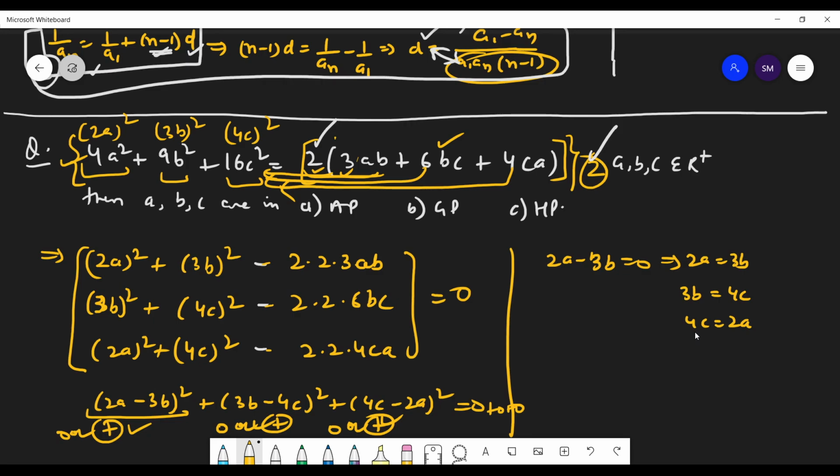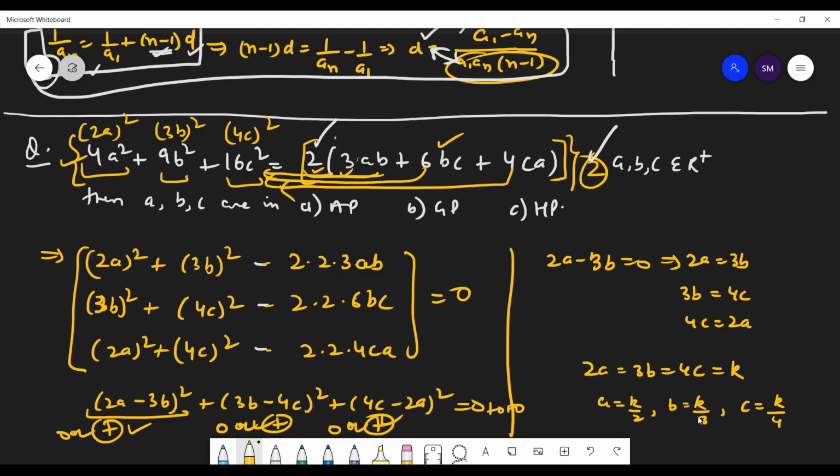So you can see that this is 2a, this is 3b. So all 3 of them are equal, isn't it? So 2a equals 3b equals 4c. Yes, sir. So now you can assume it as k. So what's a equal to? k by 2. What's b equal to? k by 3. And what's c equal to? k by 4.